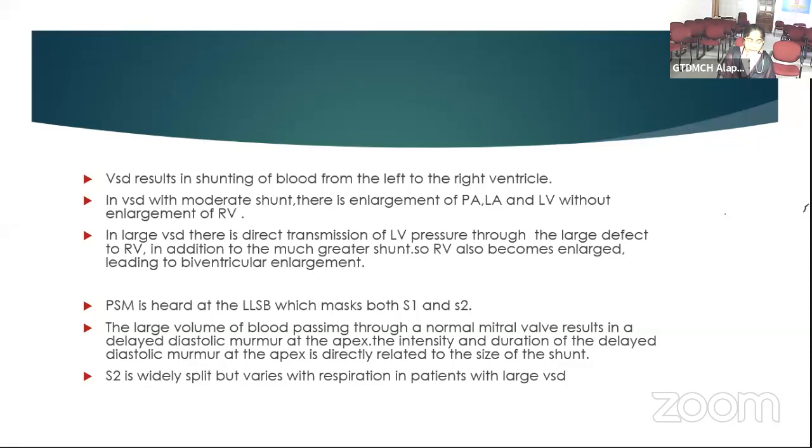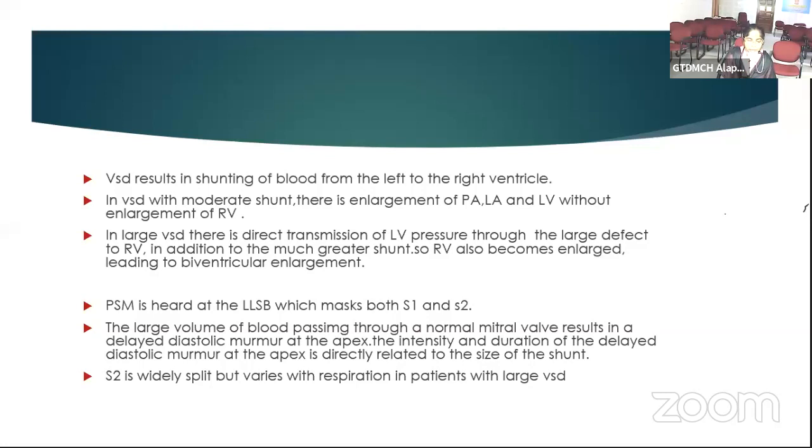And the murmur continues at a time when the aortic valve has already closed. So the murmur masks S2 also. And it is a murmur of uniform intensity as the shunt is occurring throughout systole. So we hear a PSM at the lower left sternal border, which masks both S1 and S2.